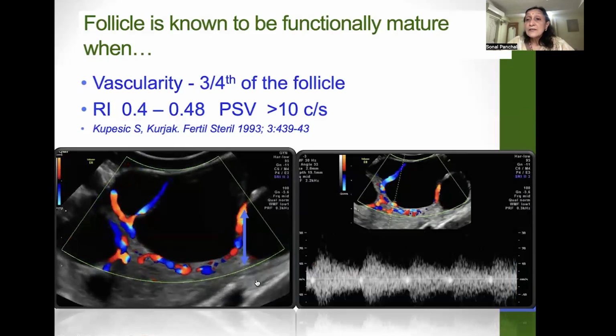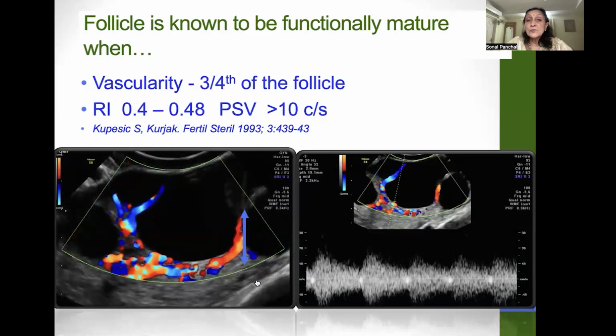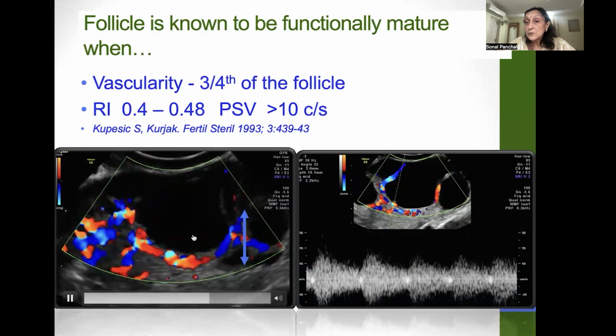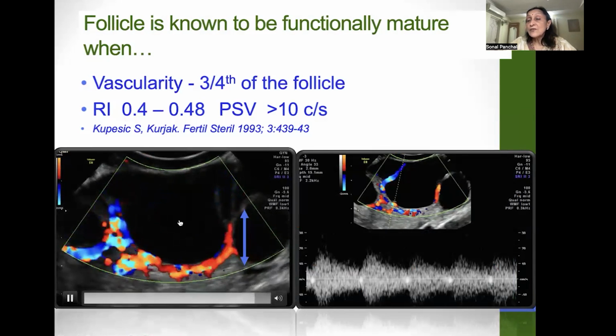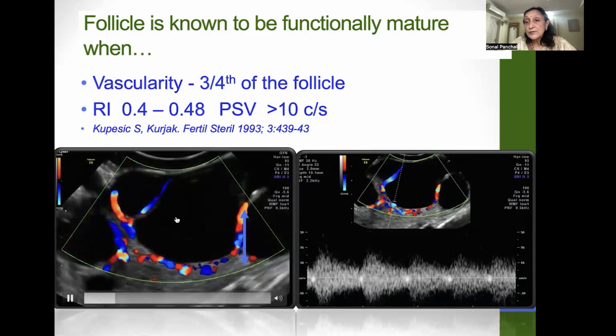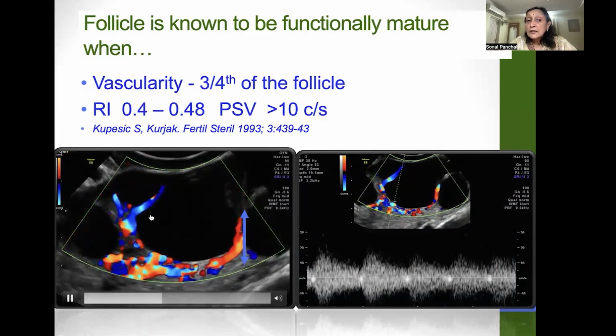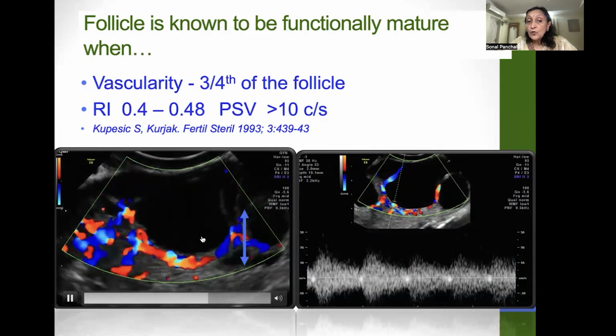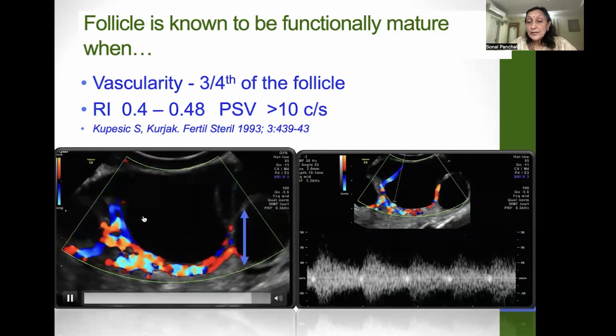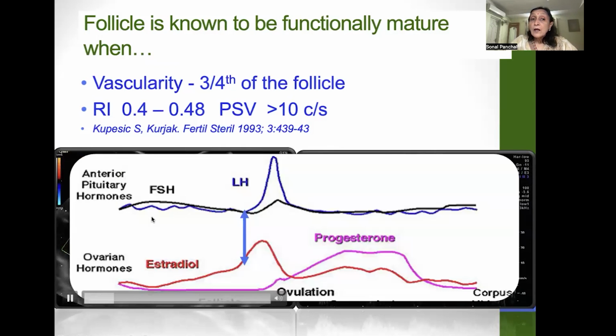It is after that the PSV of the follicle rises, and when it reaches about 10 centimeters per second, this is the time when the LH surge is going to start. Again, measure the flow on the perifollicular vessels at the brightest places. It is at this point on the hormonal profile that you would have an RI of less than 0.5 and the PSV reaches 10 centimeters per second.